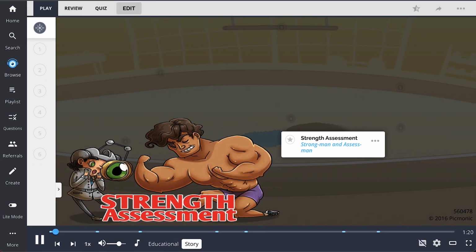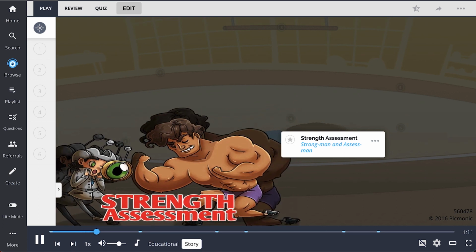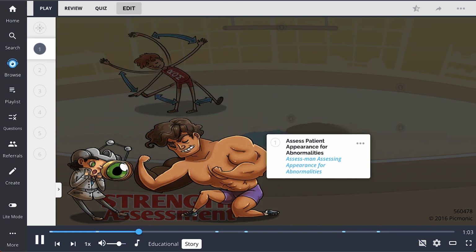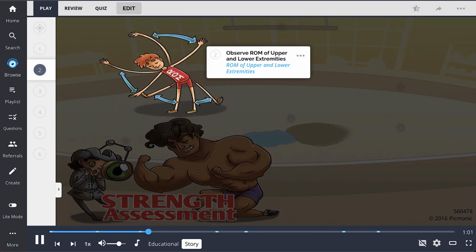Welcome to the Ultimate Strongman Competition. I'm Assessman, and I'll be assessing the strength of these contestants to their gluteus maximus. First up is the appearance test. Gotta make sure these strong competitors are abnormally strong. Now let's see how you move. This exercise assesses their range of motion. I guess you can call me the motion sensor.